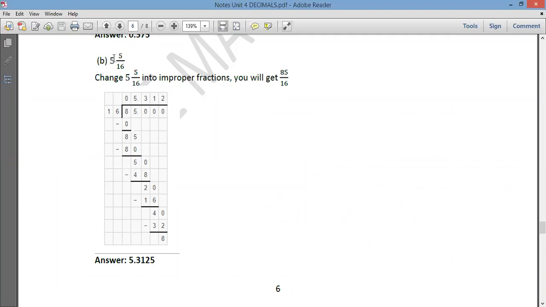Or you already know 5 will be the whole number here, so you can directly use 5 divided by 16. Then you get 0.3125. Then you add these two up. I suggest you do this method because you won't forget to write the whole number, because sometimes some people forget to write the whole number here.